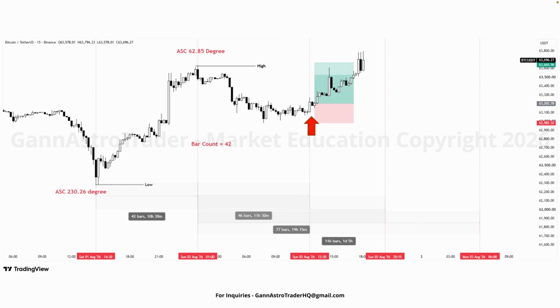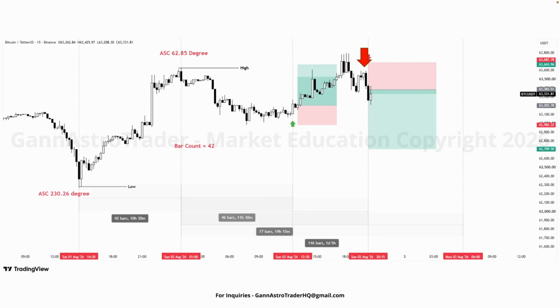Next, we move forward to the 77 bar projection. This time window occurs at approximately 8:15 p.m. on August 2nd. By this point, Bitcoin has already responded positively to the earlier 46 bar window and has moved significantly higher. As we approach the 77 bar time projection, the upward movement fades and price pushes toward the previous lows.